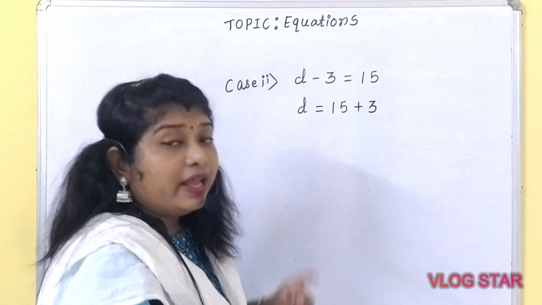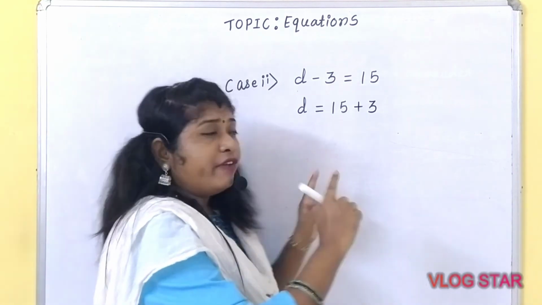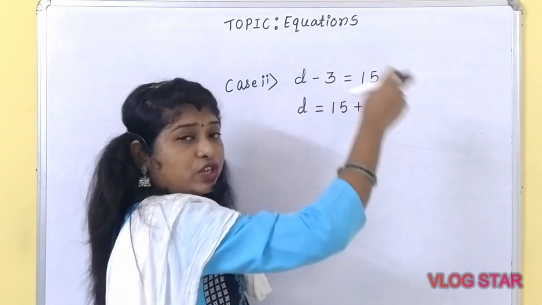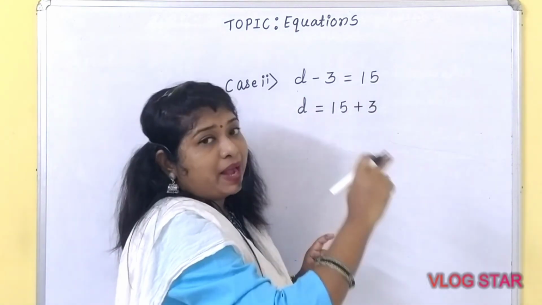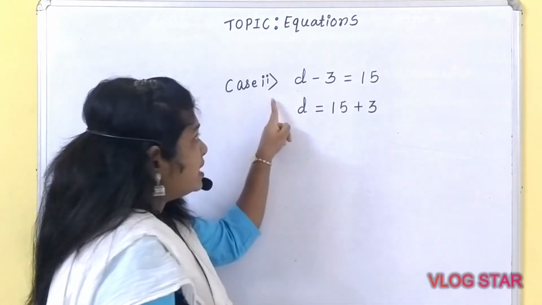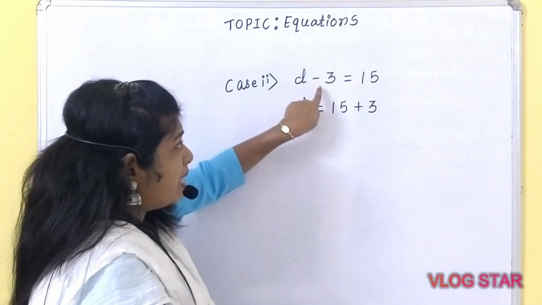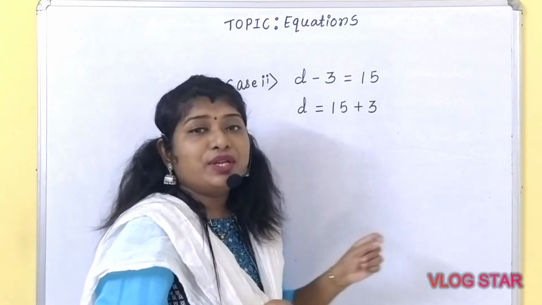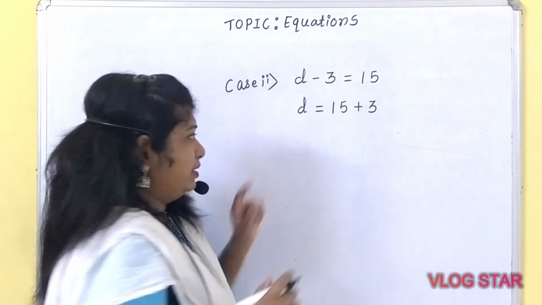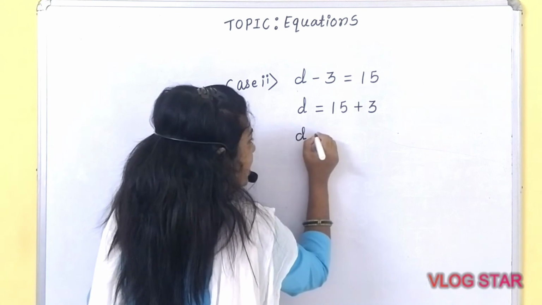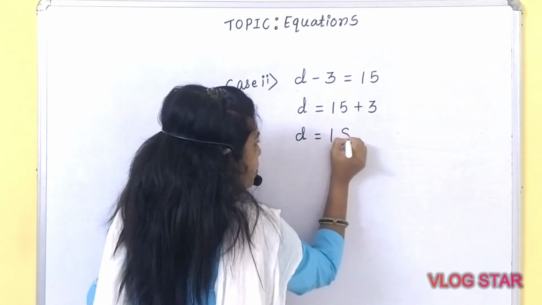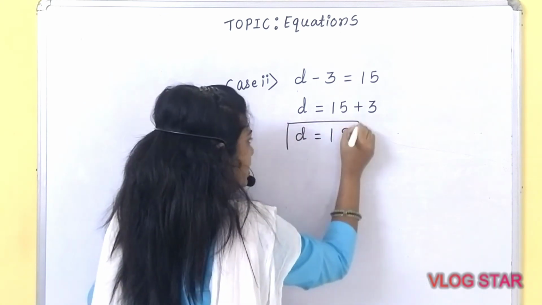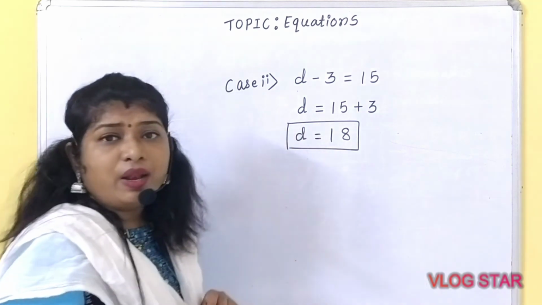What I said in case number 1, if it is plus, while shifting you have to write a minus number. But in case number 2, if it is minus, if you are going to shift it to the right hand side, you need to write down plus 3. So what is the value of D? D is equal to 18. This is the unknown variable value.